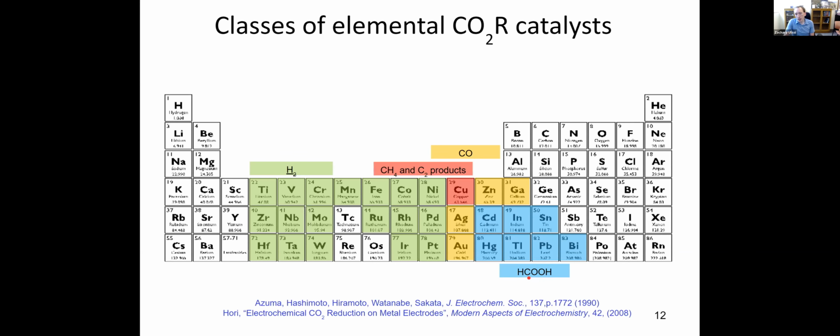But what's really cool is that there's only one metal that's known to make C1 and C2 products, and that's copper. That's the one I just showed you. That's why we start with mechanisms on copper, to understand why it is so special and what's going on.